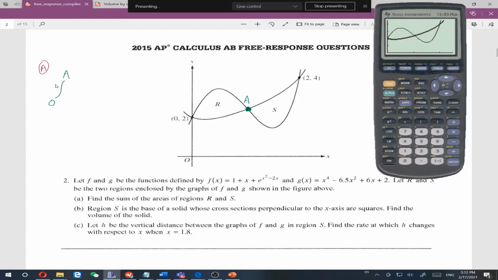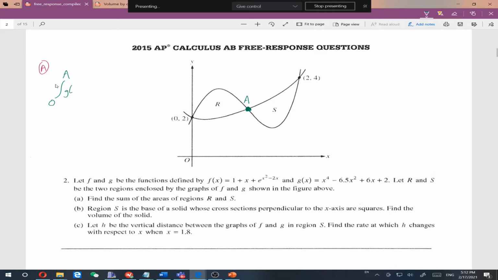So Andrew, first integral should be from what to what? From 0 to a, and it should be g(x) minus f(x). Okay, g(x) minus f(x) in terms of x. Okay, Kyle, I'm going to add a second integral from what to what? From a to 2 of f(x) minus g(x) dx. Okay? Then I want to find the sum of the areas, which means we need to calculate a.